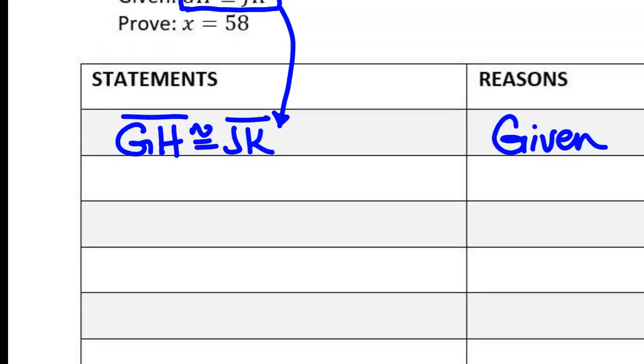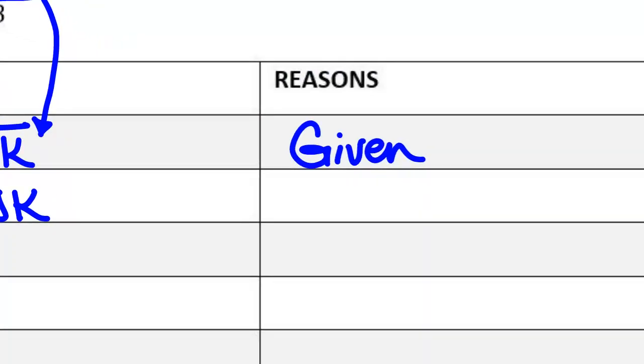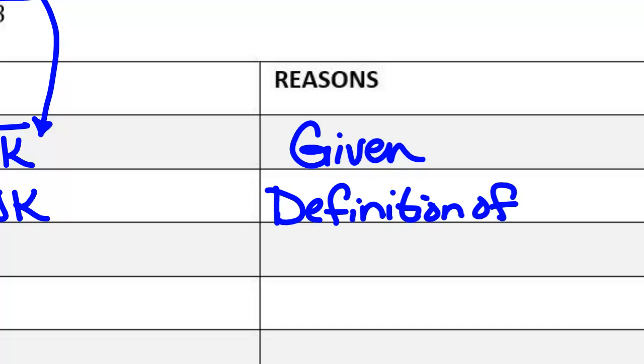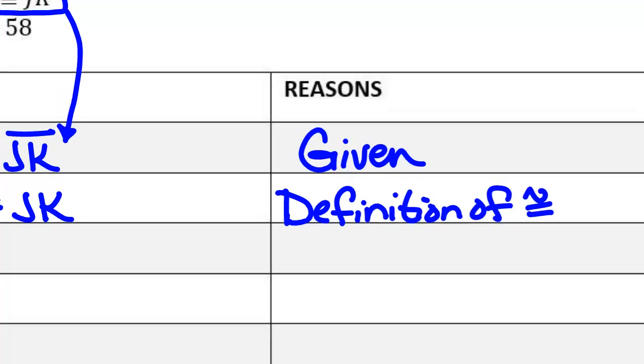If I know the segments are congruent, then what else can I say? They're equal to each other. Segment GH is equal to segment JK. Why would I be allowed to say that? That wasn't given to me. So close. We're not looking at angles here. Segments, yep. Definition of congruent segments.